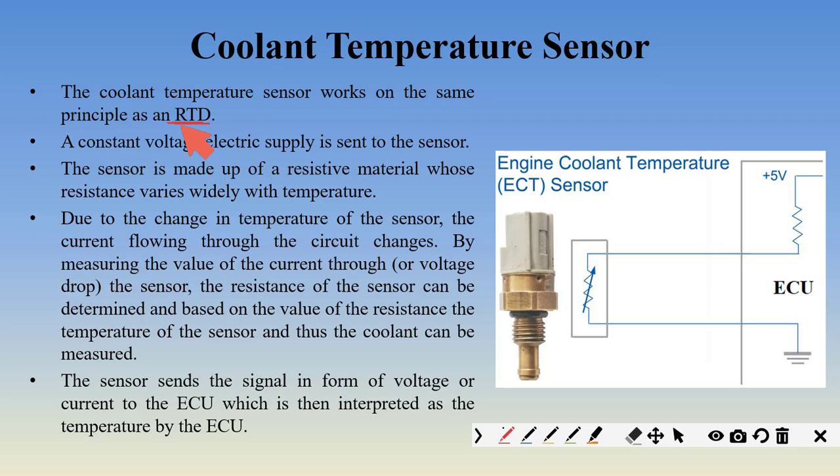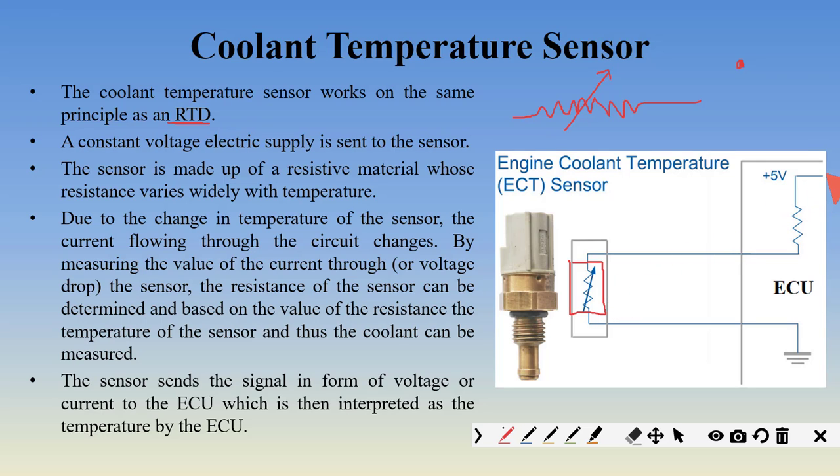What is an RTD? RTD is resistance temperature detector, right? How does the RTD work? RTD is made up of a material whose resistance changes with change in temperature. Again I will repeat, RTD is made from a material whose resistance changes with change in temperature. So initially when the temperature of the coolant is very low, when the engine is stationary, engine is not working, engine is off, the temperature of the engine is low, hence the temperature of the coolant is low. Hence the resistance of this coolant temperature sensor is also low.